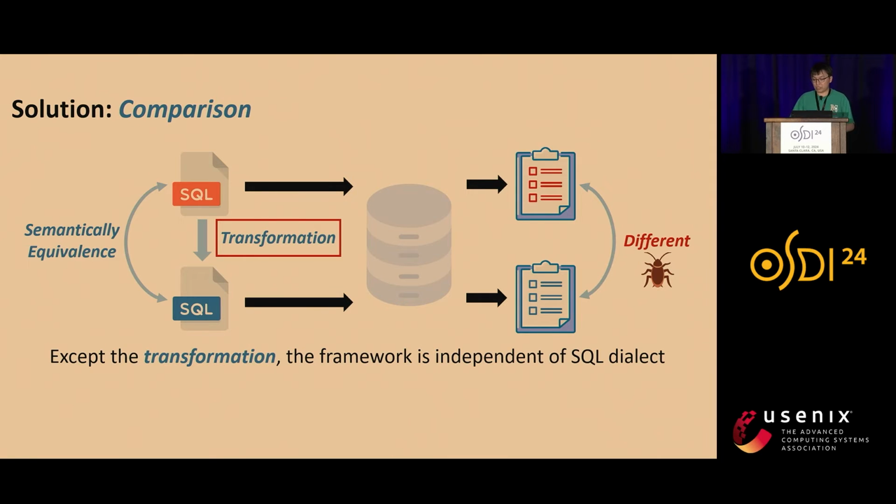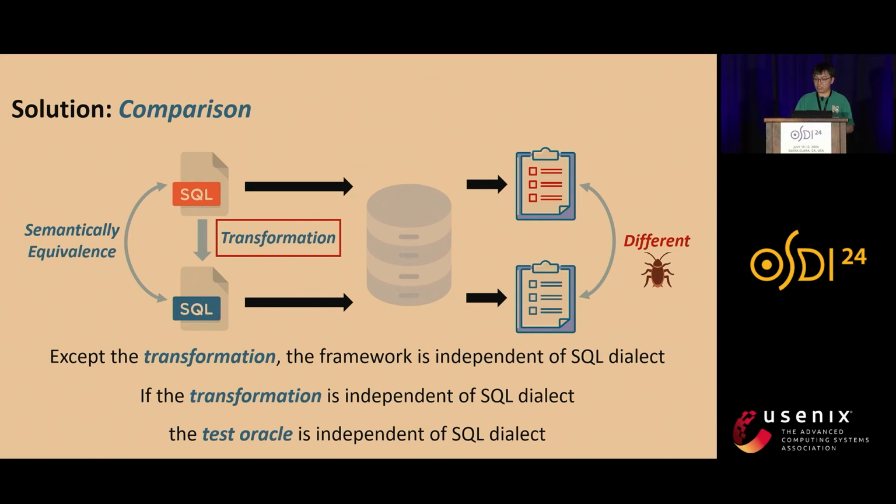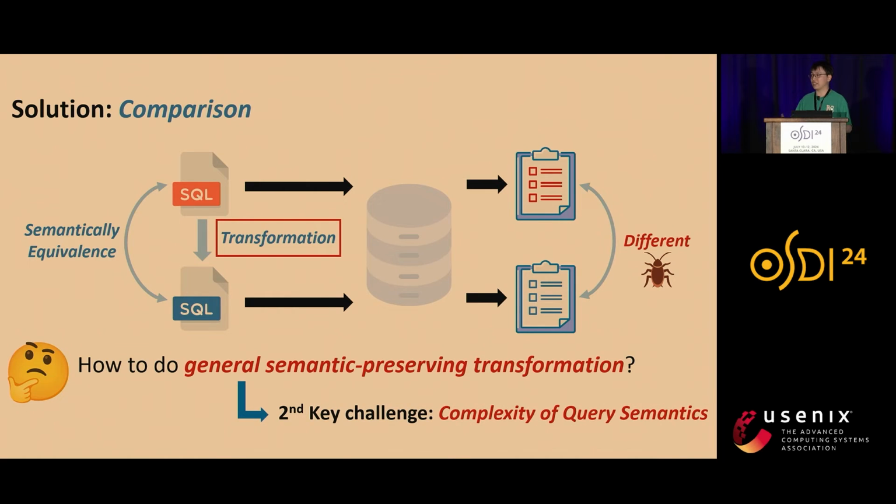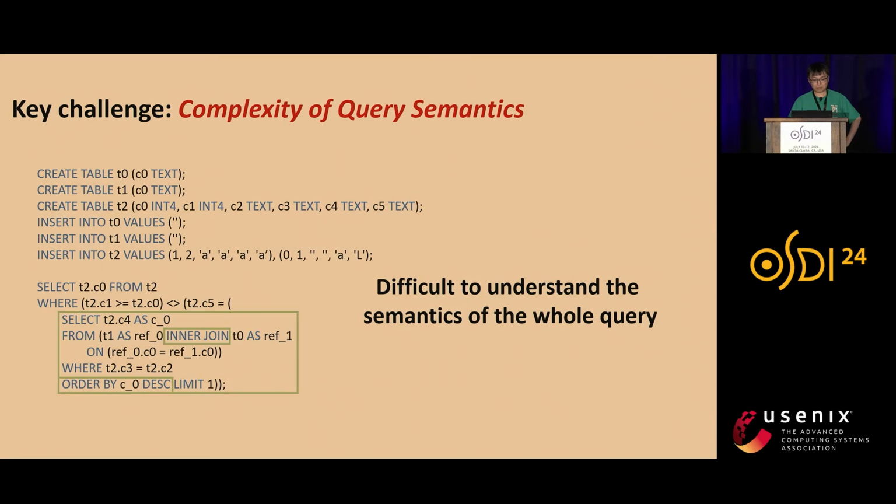Except the transformation, the whole framework is independent of SQL dialect. So we know if the transformation itself is independent of SQL dialect, the whole test oracle is independent of SQL dialect too. So the question is, how to do general semantic preserving transformation? It records our second key challenge, the complexity of SQL query semantics.